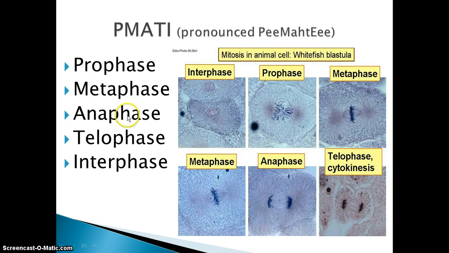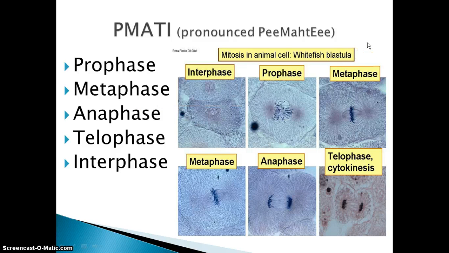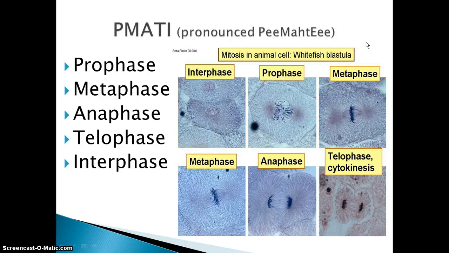So this is in an animal cell. This is the whitefish blastula, what we looked at under the microscope last night. In interphase, you're unable to see any chromosomes. You can still see the nucleus, but the chromosomes aren't coiled and condensed. In prophase, you can see the chromosomes begin to coil and condense, and the nuclear envelope begins to dissolve.